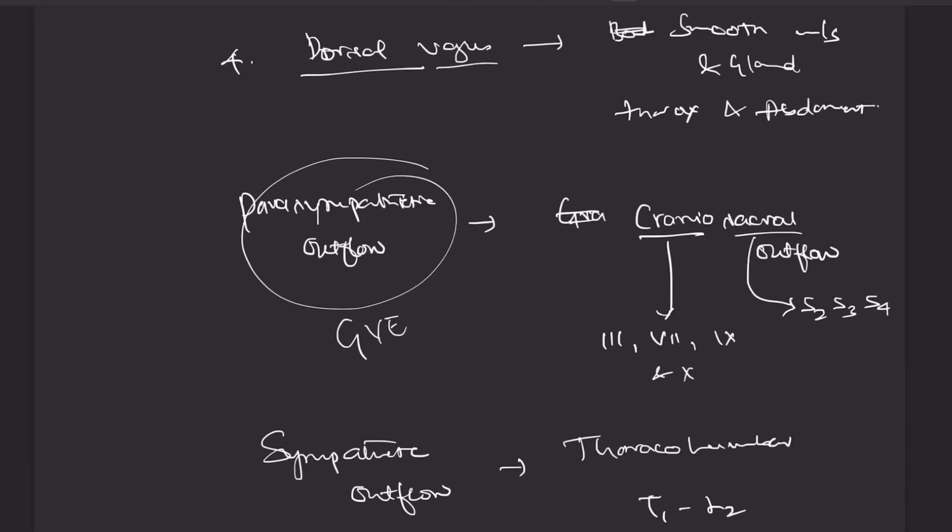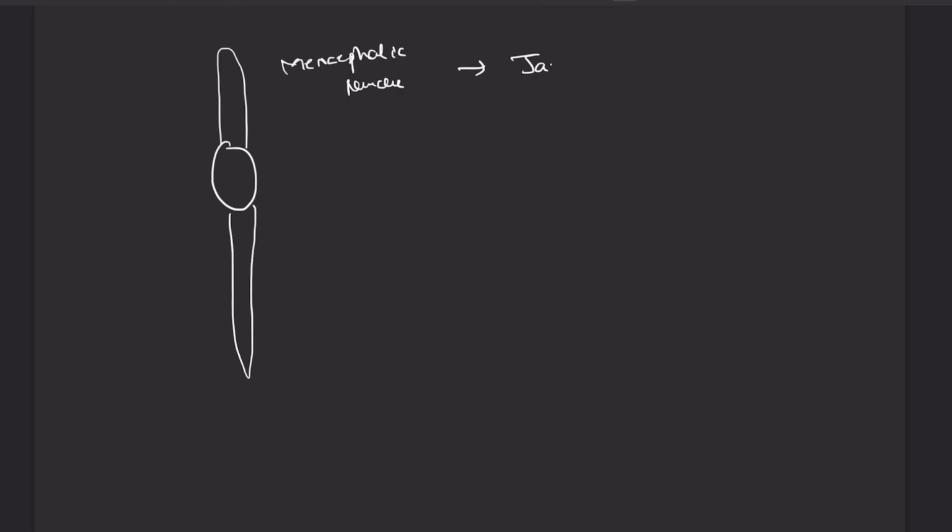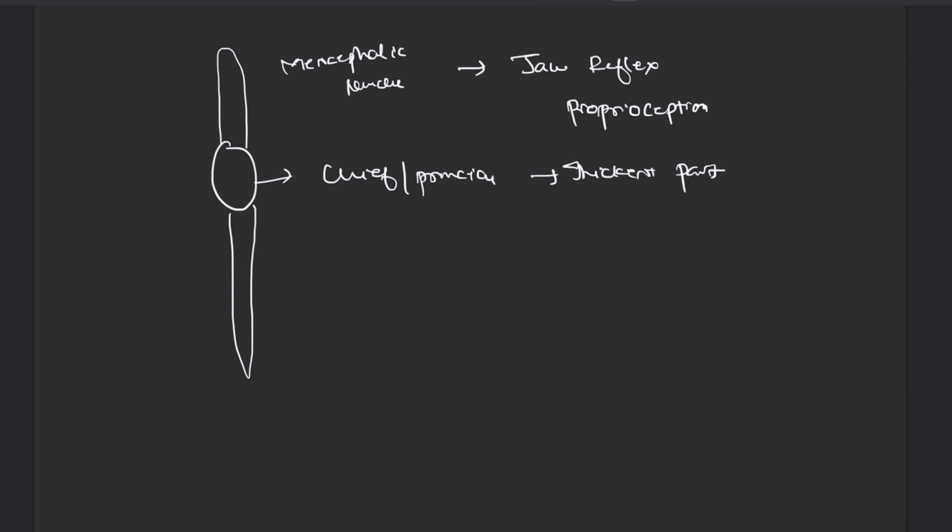Now coming to the trigeminal nucleus. It has three parts. One is the mesencephalic nucleus, which is responsible for the jaw reflex. That is proprioception. The second nucleus is the chief or principal nucleus. It is the thickest part of the cranial nuclei.